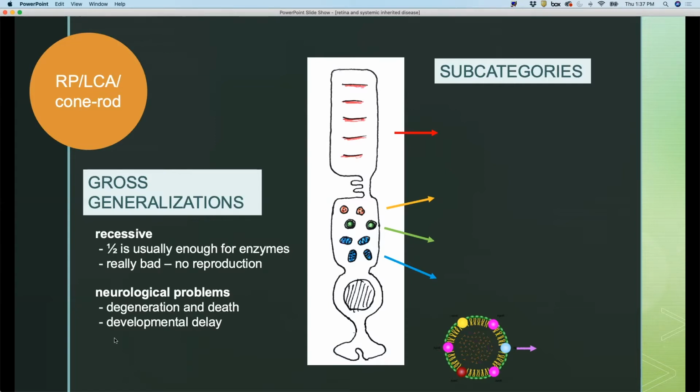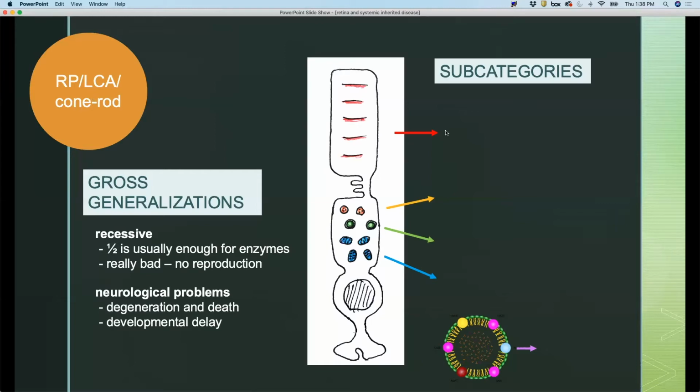So I mentioned these diseases being really bad. Most of them, the vast majority of them, have neurological problems, which can vary from degeneration and death, where you had a normal kid who stops walking, stops talking, and dies, or milder things like developmental delay. The way I categorize all the things that look like RP and bullseye is by the organelles of the body that are affected. So this is my little drawing of a rod.